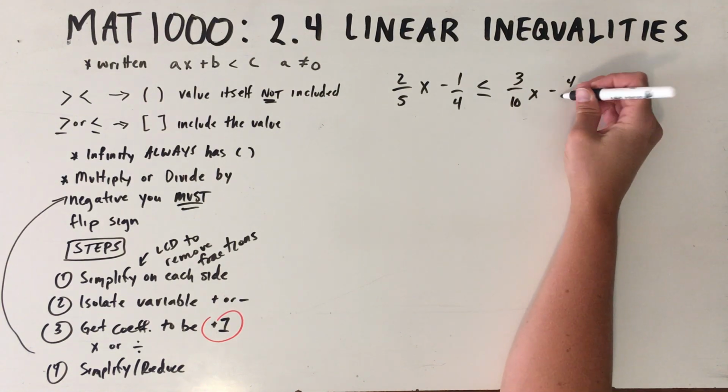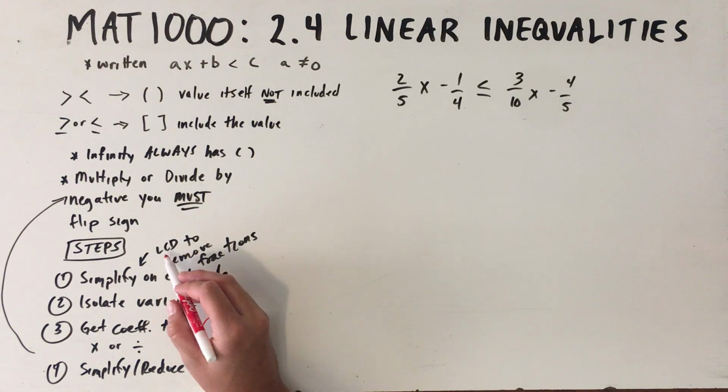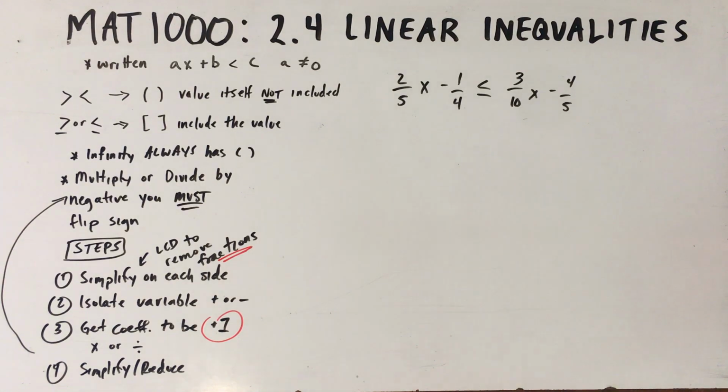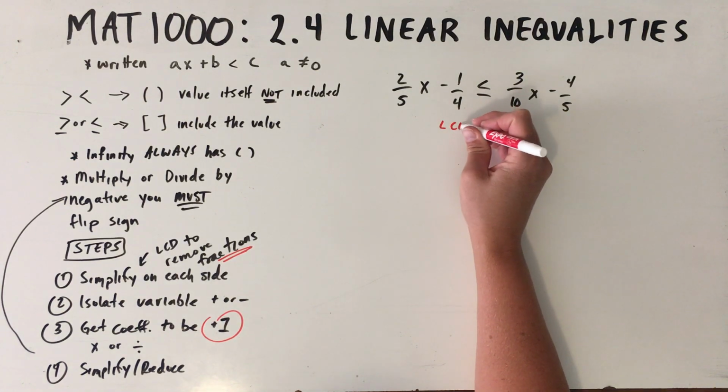All right, so we have 2/5 x minus 1/4 is less than or equal to 3/10 x minus 4/5. Now, I don't like that these have fractions, right? So I'm going to use the LCD to remove the fractions. So let's identify the LCD here.